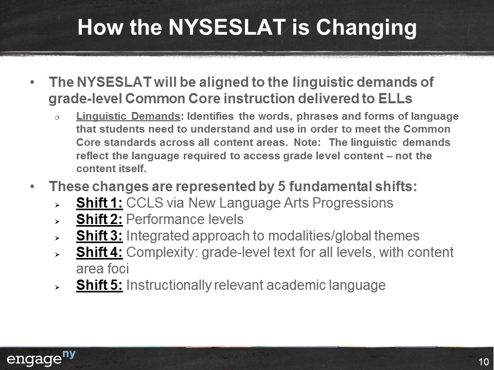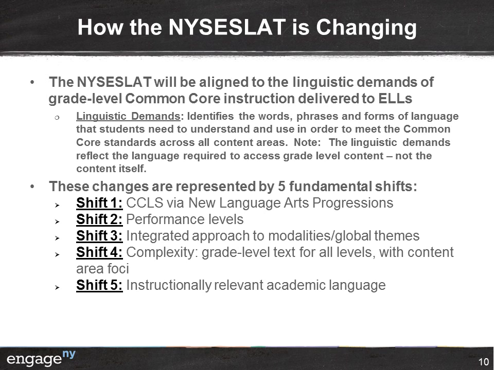The first shift has to do with how the assessment measures linguistic demands that are based off of the new language arts progressions. The second shift is that the number of performance levels has changed from 4 to 5. The third shift describes how global themes are used to integrate the 4 modalities.